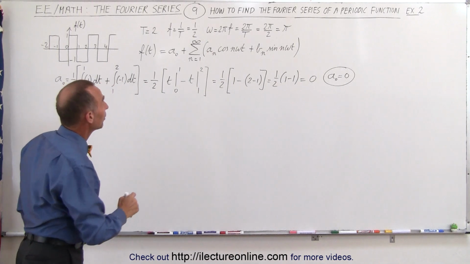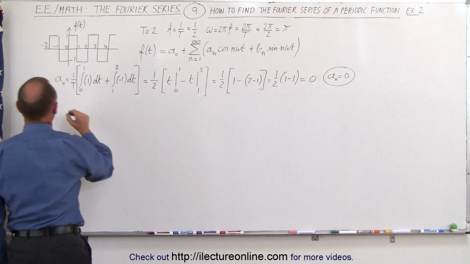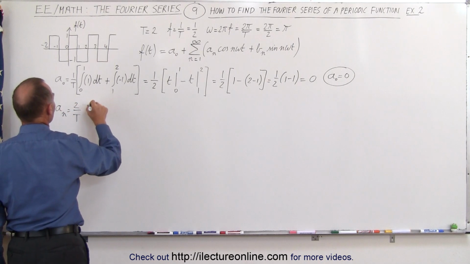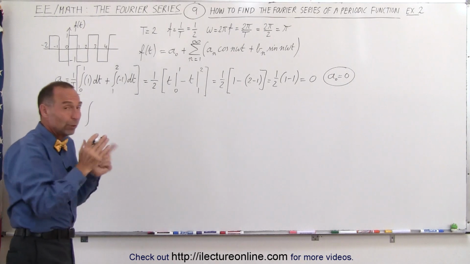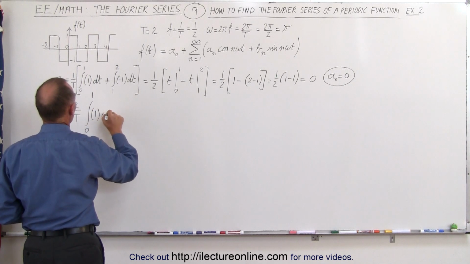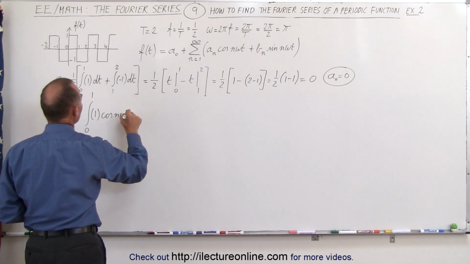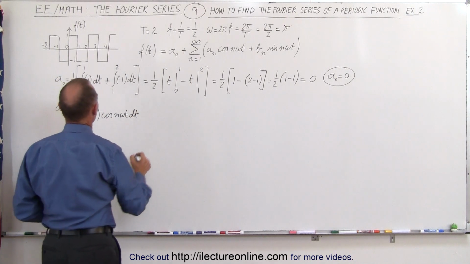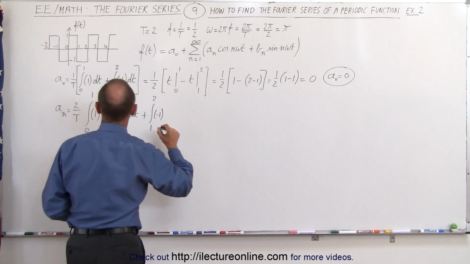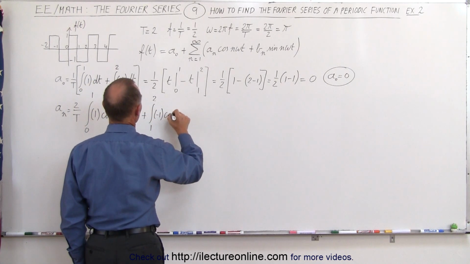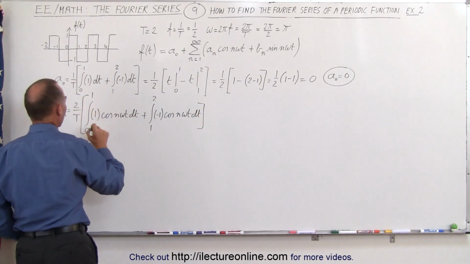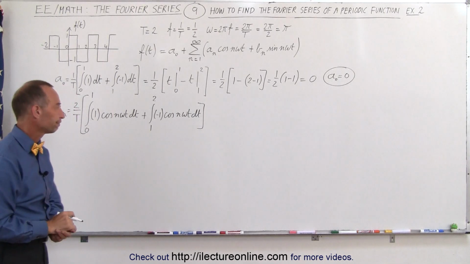All right, next we'd like to find a sub n. So a sub n is equal to 2 over the period times the integral. Again, we'll have to split it up into two integrals. The first one from 0 to 1 of the function 1 times the cosine of n omega t dt, and then plus the integral from 1 to 2 of the function -1 times the cosine of n omega t dt, and let's put brackets around it because all of that is multiplied by 2/T.